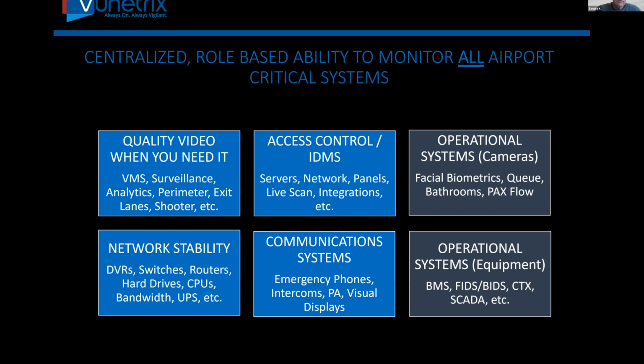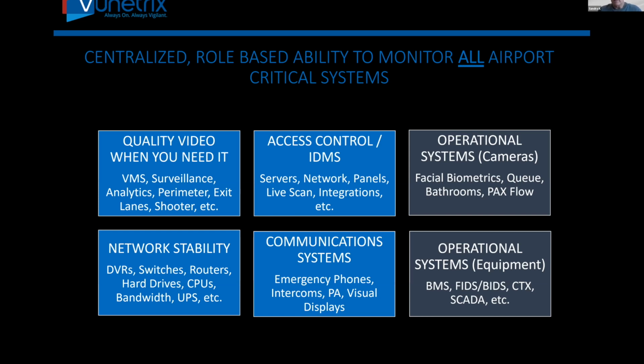Communication systems, emergency phones, intercoms, visual display systems that we talk about, are traditional things that we're connecting to in other markets. But again, that leans right over into some of the stuff that's on the operational side for aviation, where we've got one category of camera, things we've already touched on, facial biometrics, queue management, passenger flow, et cetera. And then operational systems, building management solutions, FIDs, BIDs, CTX scanners, SCADA equipment and baggage, et cetera, which can all, again, be monitored.